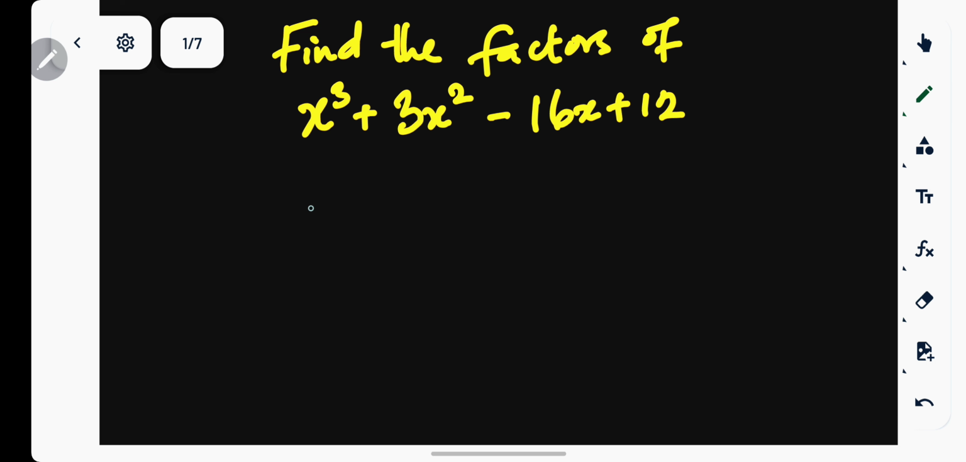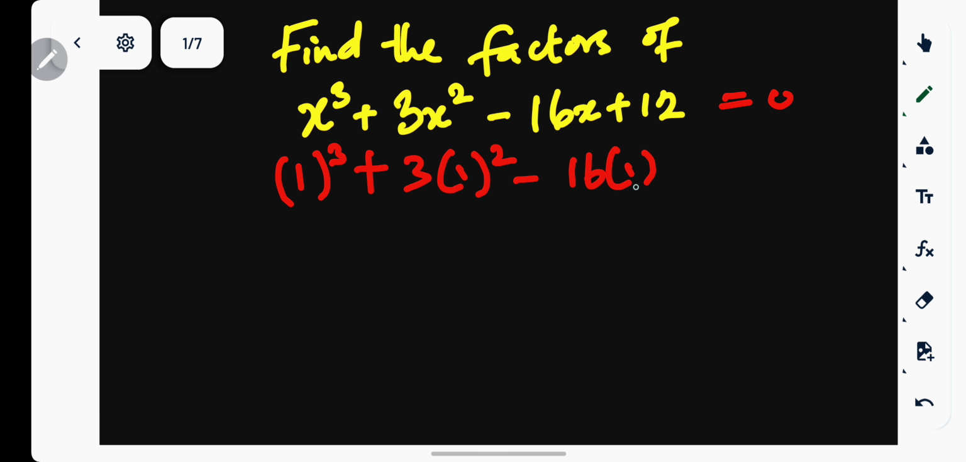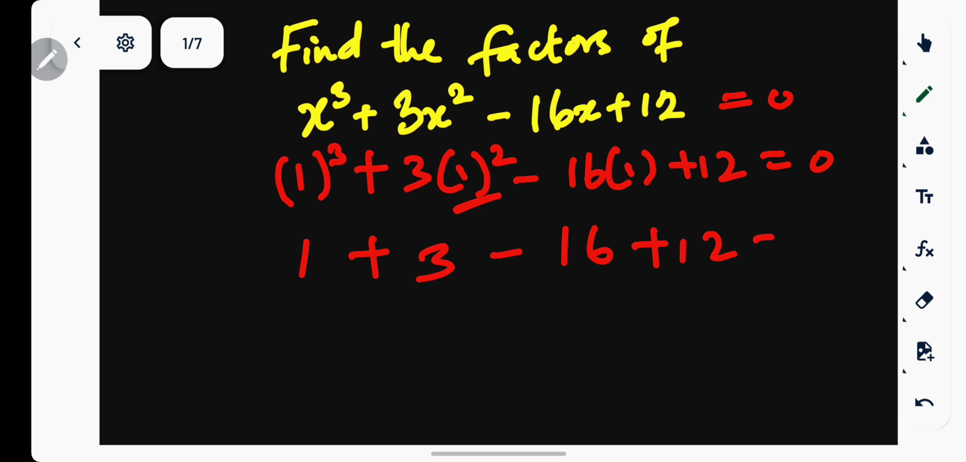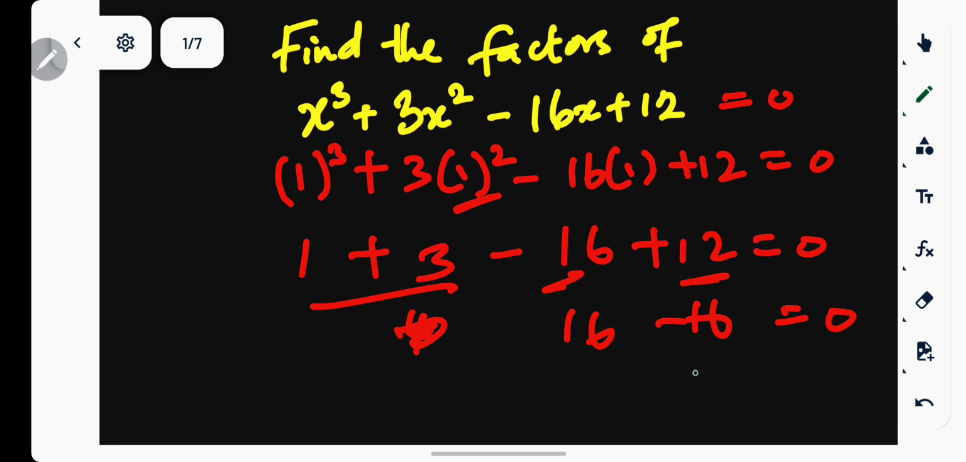So I'm going to start with +1. We are finding the factors of this number. So +1 cubed plus 3 times +1 squared minus 16 times 1 plus 12 should give me a 0. So 1 cubed is a 1, plus 1 squared, it's still a 1, times 3, I get a 3, minus 16 times 1 is still 16, plus 12 should give me a 0. This is 4 plus 12 will give me 16, and 16 minus 16 here will give me 0. Yes, therefore 1 is a factor of the polynomial.